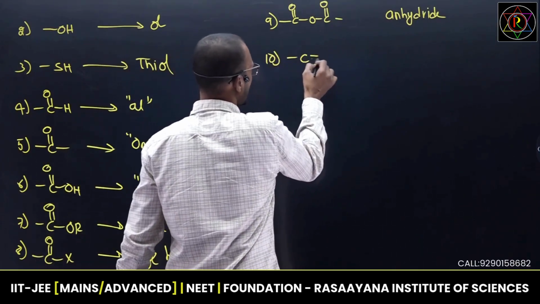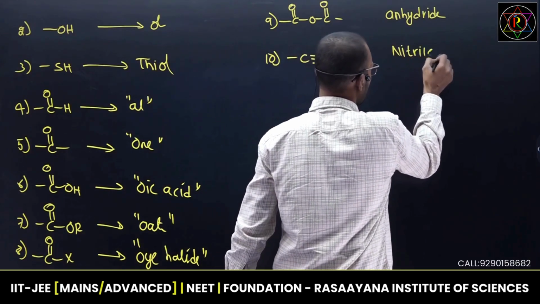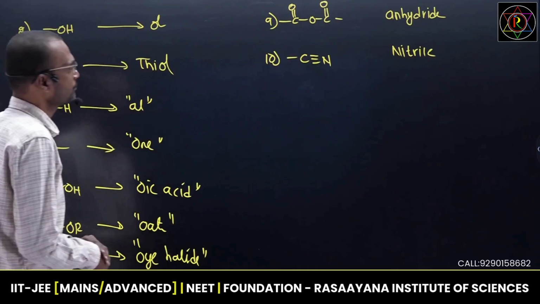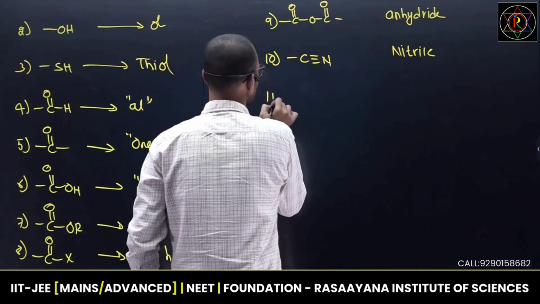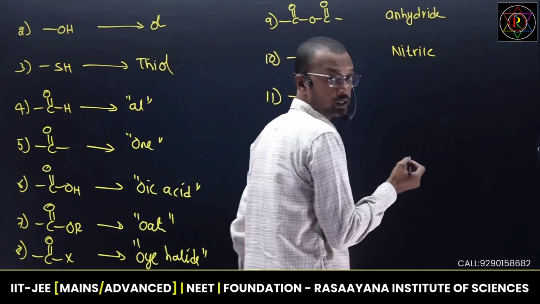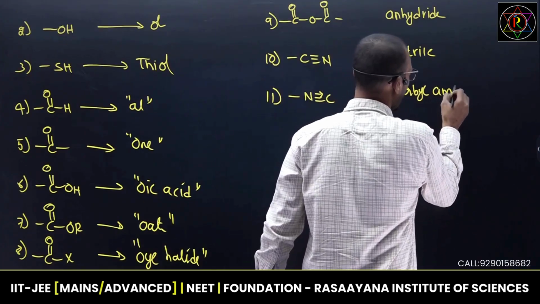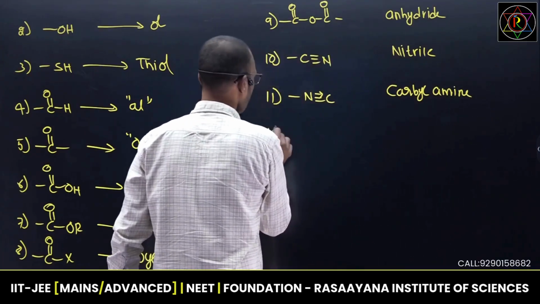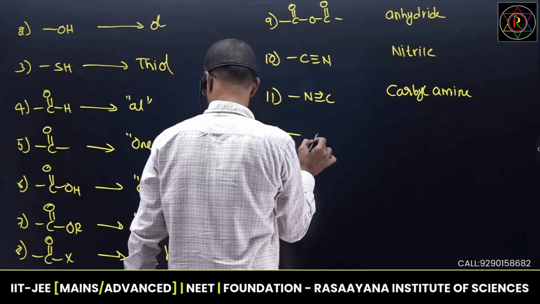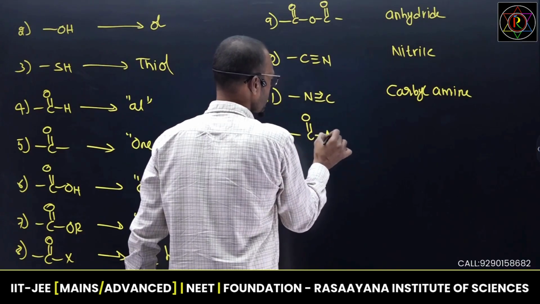Suppose if I write C double bond N, this is called nitrile. Cyanide, the IUPAC name generally represents nitrile. Okay, if I write NC, don't say isocyanate, this is called carbylamine. And if I take NH2, so before that you take C double bond O NH2.